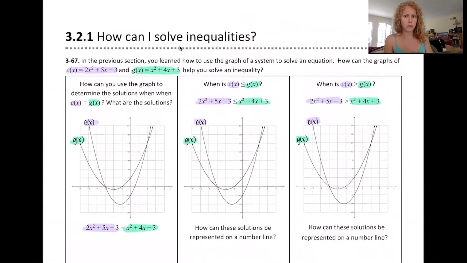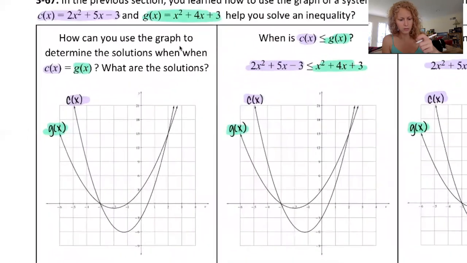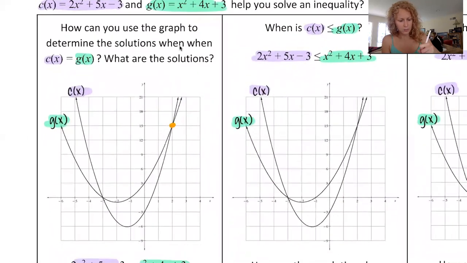I have labeled them all. First off, pretty simple question. How can you use the graph to determine the solutions when they're equal? What are the solutions? Well, if you're using the graph, I have a pretty good idea that you're going to look over here and decide it's these points.